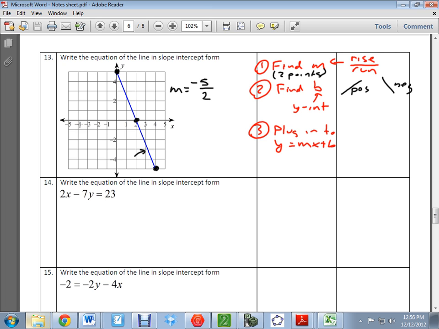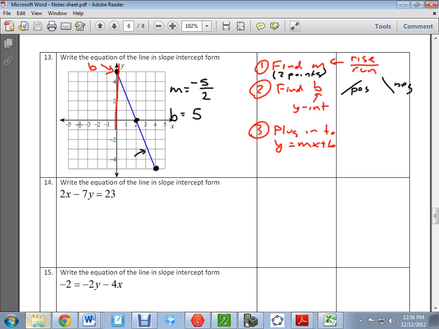What about b? What's the y-intercept? Is it 2? It is 5. Where is the y-axis? Up and down. So this right here is b. It's got to be on the y-intercept, not the x-intercept. Make sure you're paying attention to that.